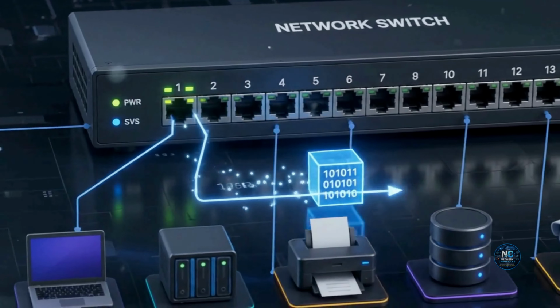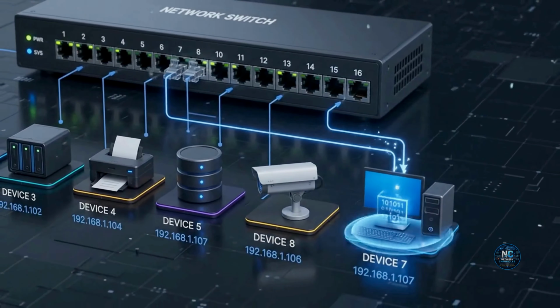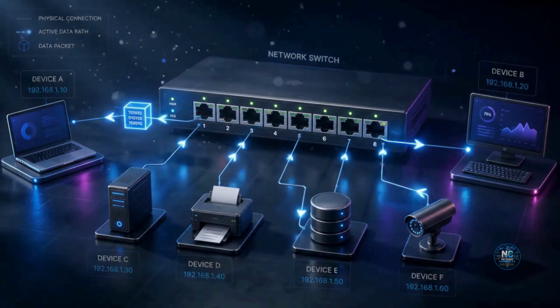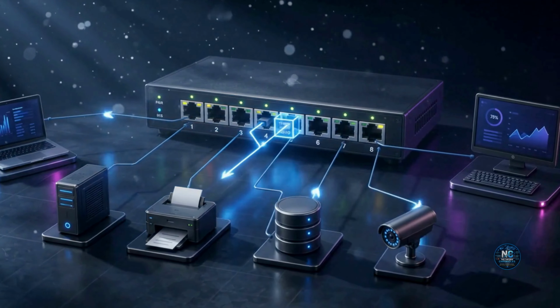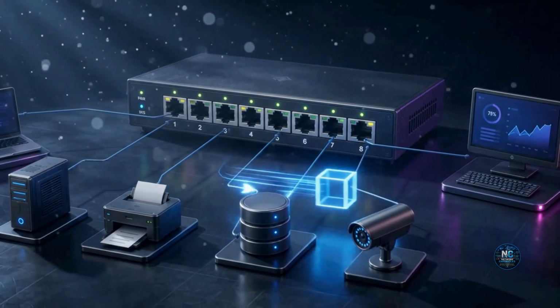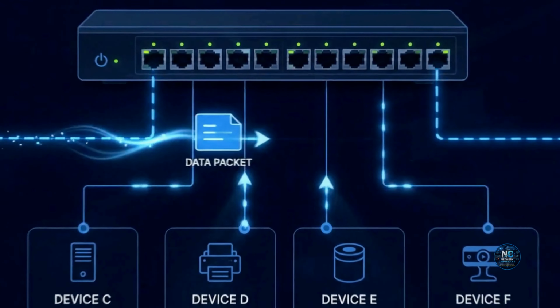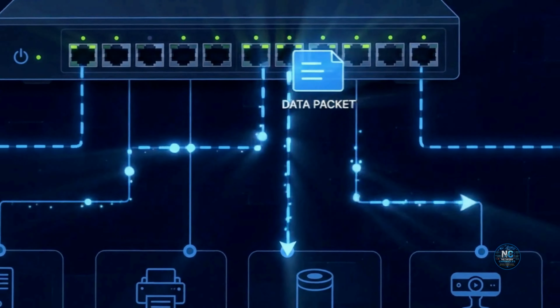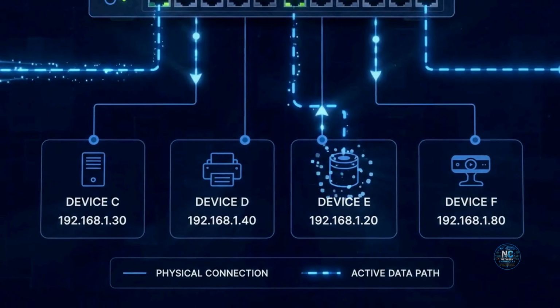A switch keeps traffic efficient by learning which device is connected to which port and sending data only where it needs to go. Most home setups have a simple switch built directly into the router, which is why most people never see a standalone switch. But in any enterprise environment, switches are everywhere, forming the backbone that connects every desk, every server, and every device in the building.